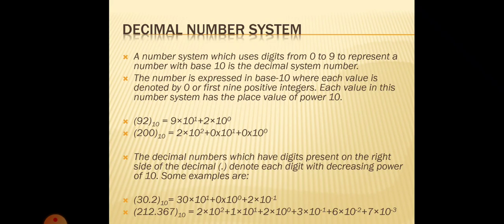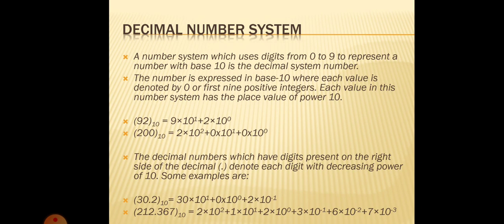So the example is 30.2. This is a decimal number. So first of all we have to write 3 into 10 raised to the power 1. Sorry, here there is a mistake. It is written 30 into 10 raised to the power 1, but it should be 3 into 10 raised to the power 1 plus 0 into 10 raised to the power 0 plus 2 into 10 raised to the power -1.